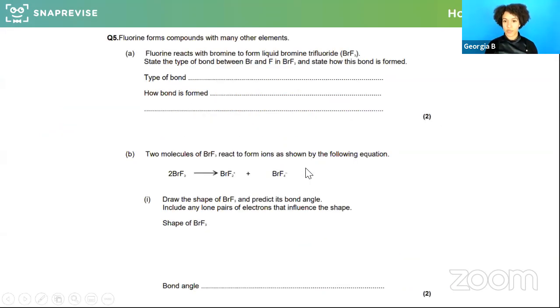All right. So fluorine forms compounds with many other elements. Fluorine reacts with bromine to form liquid bromine trifluoride, BrF3. State the type of bond between bromine and fluorine in BrF3 and state how the bond is formed.